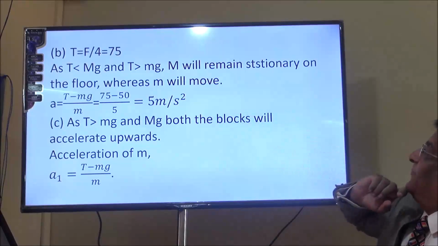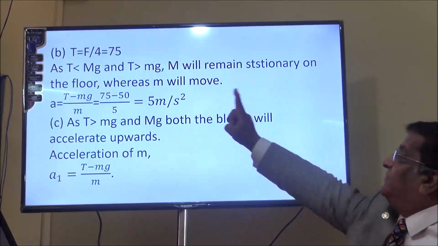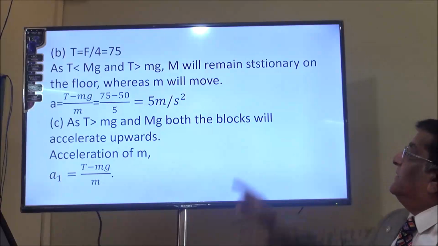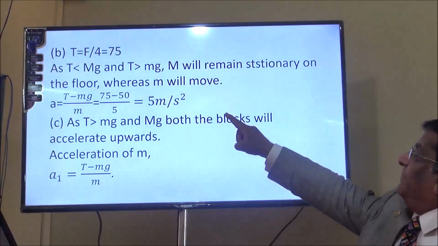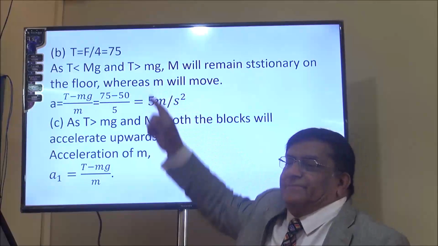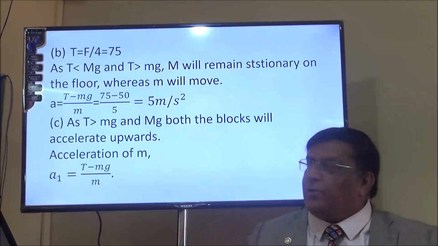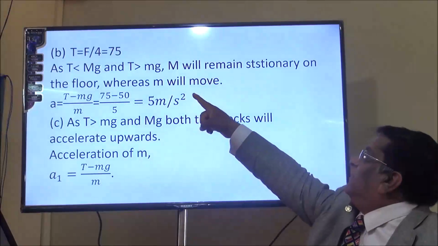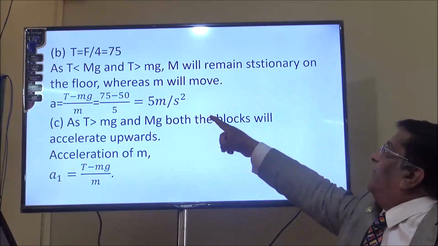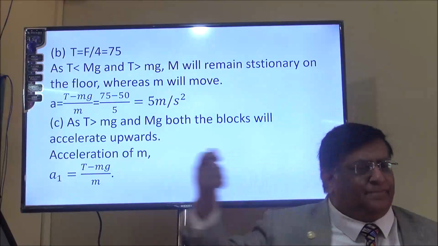If we take F, how much? 300. Then 300 upon 4 is 75. Then tension is less than mg, but more than mg. This you understand? There are two. It is less than 1, but more than 1. The m will remain stationary on the floor while the other one will lift. I gave you the same example.